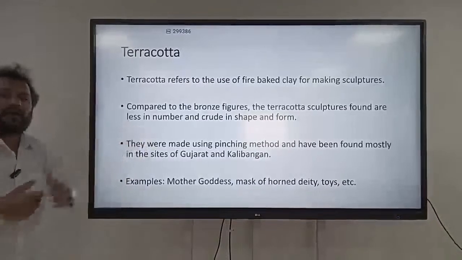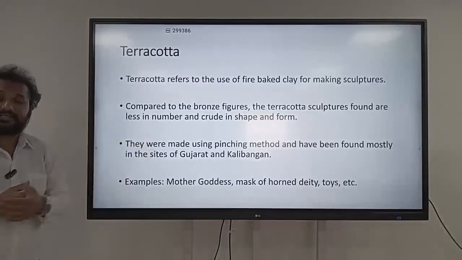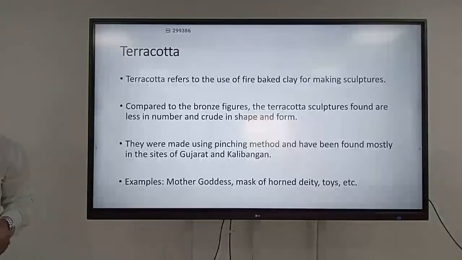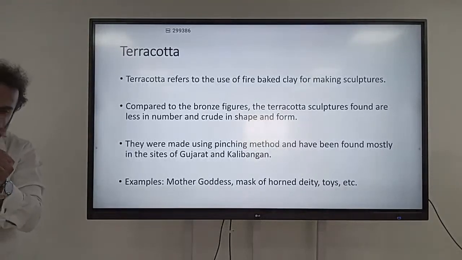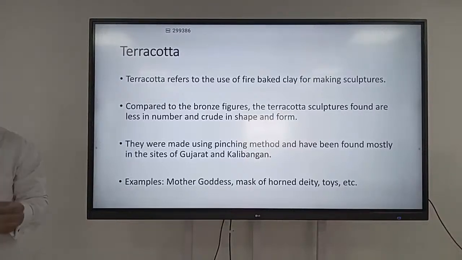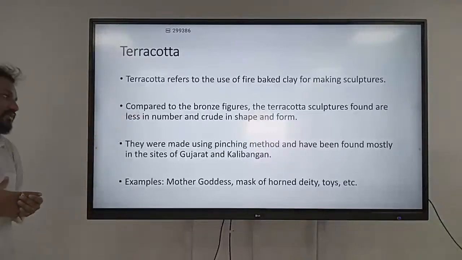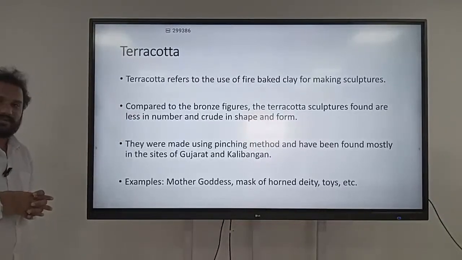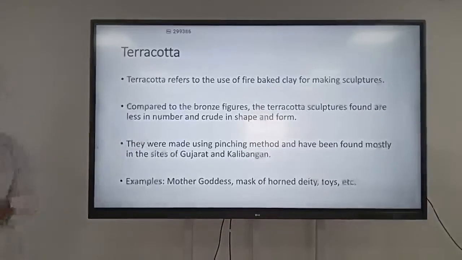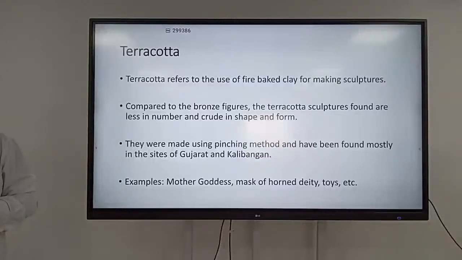Terracotta toys were made by the pinching method. They take the terracotta clay and, through this method, give it a shape. In our childhood days, we used to take dough and create some structures or creatures; it is like that, the pinching method. Most of these were found in Gujarat as well as the Kalibangan site. Kalibangan is in Rajasthan.